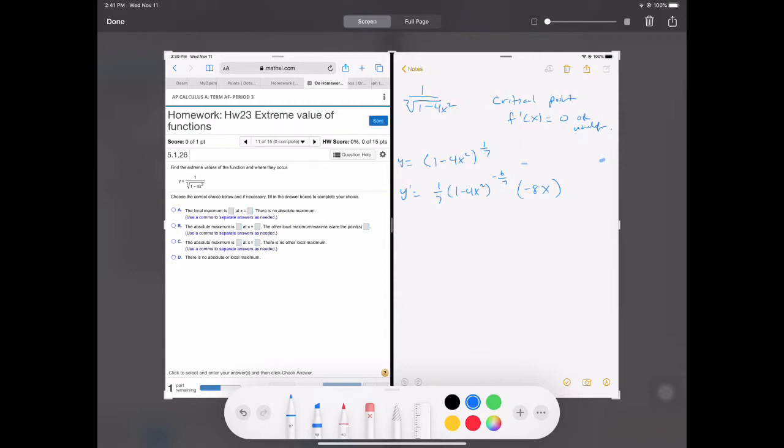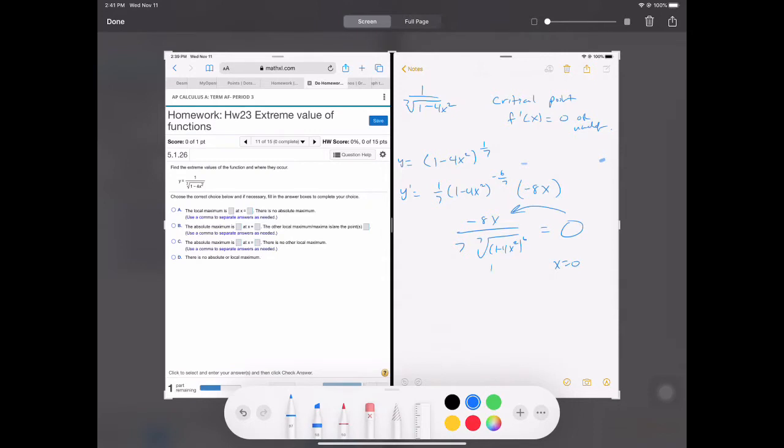To rewrite this, we're going to write it as negative 8x on top over 7, then the 7th root of 1 minus 4x squared. You don't need to rewrite it, but just so you guys can see, when will this ever go to 0? This will go to 0 when x is equal to 0. And when is this undefined?